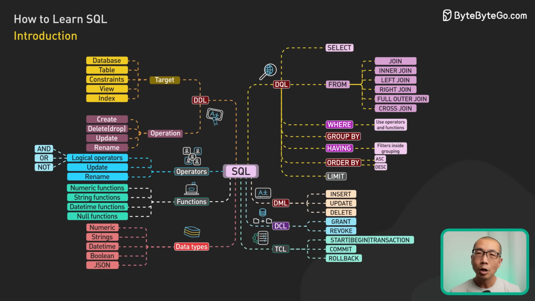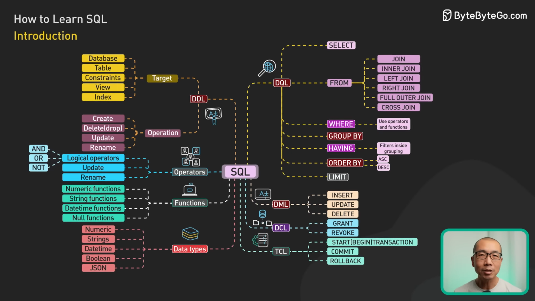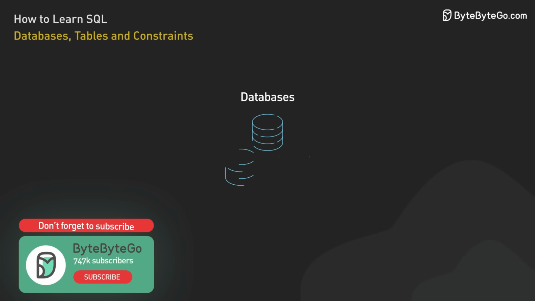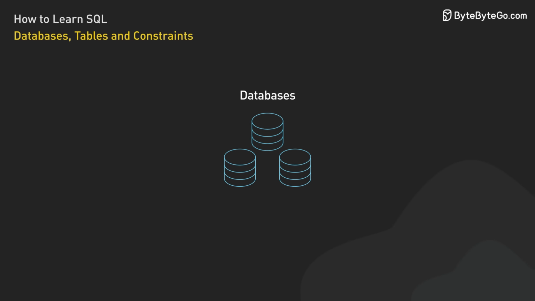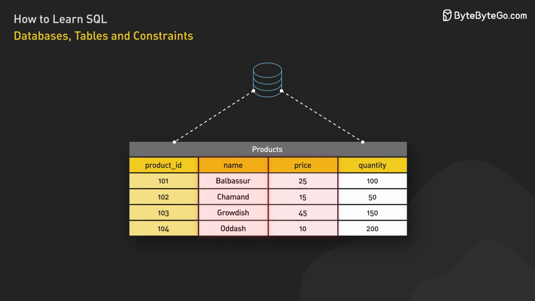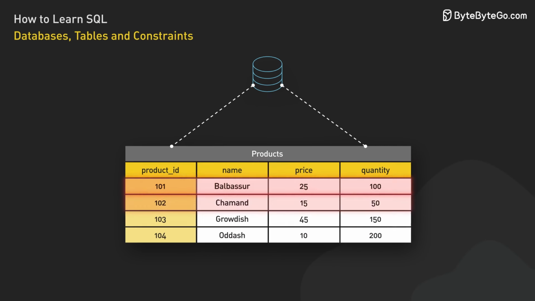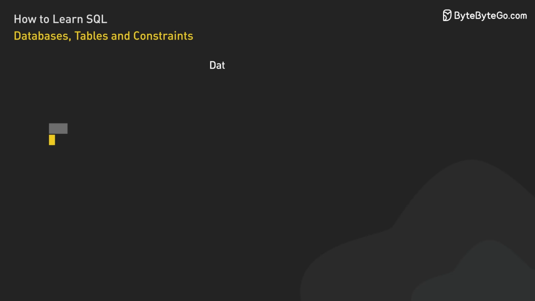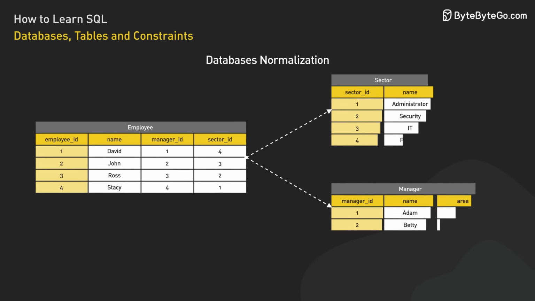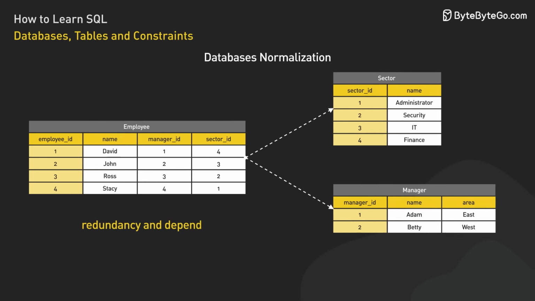In this video, we'll explore the key concepts and techniques you need to know to work effectively with SQL. At the core of SQL are databases, which store and organize data. Within a database, data is structured into tables with columns defining data fields and rows representing individual records. Effective database design involves normalization, a process of organizing data to minimize redundancy and dependency.